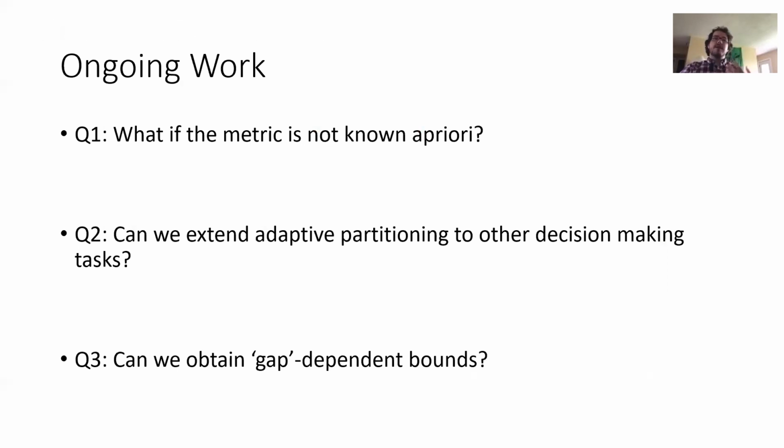Some ongoing work that we're currently working on is, what if the metric on the space is not known a priori? Can you try and learn the metric online while also learning the optimal policy and discretizing the space? The second question is, can we extend this adaptive partitioning technique to other decision-making tasks, which is something that we're currently working on. And the third question is to try and gain gap-dependent bounds, because the current regret bounds that we have are worst-case problem-independent bounds.